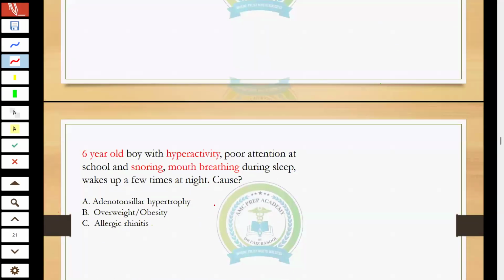Okay. Next question. A 6-year-old boy with hyperactivity, poor concentration at school, and snoring, mouth breathing during sleep. Wakes up a few times at night. What is the cause? Option A, adenotonsillar hypertrophy. Option B, overweight, obesity. Option C, allergic rhinitis. Everyone answer, please.